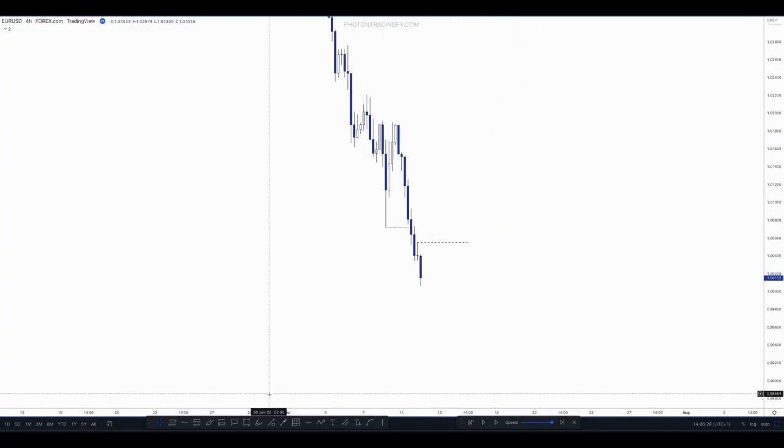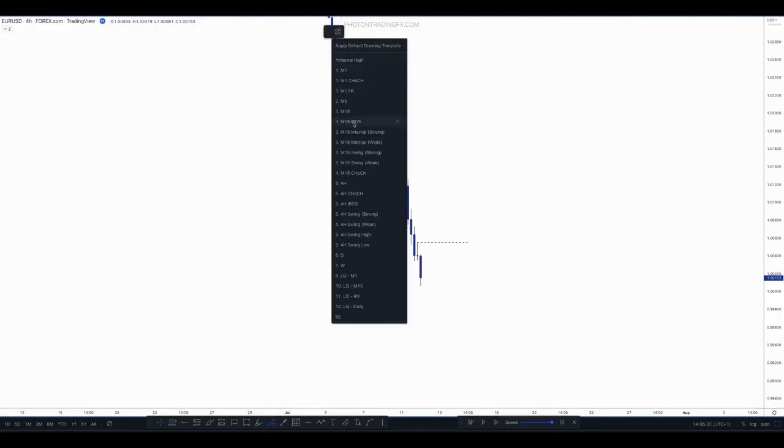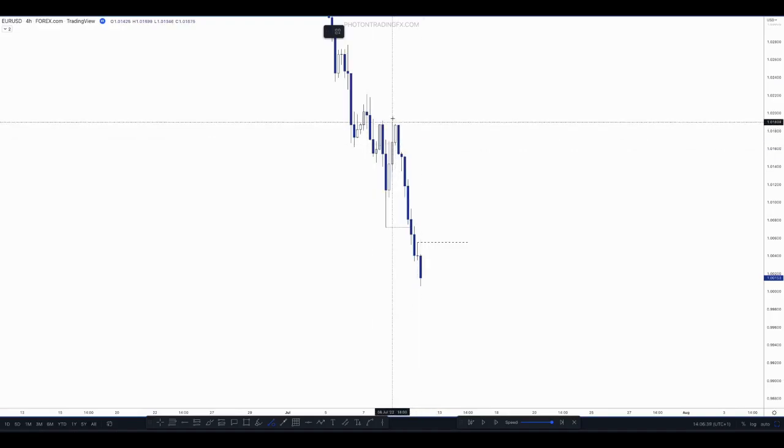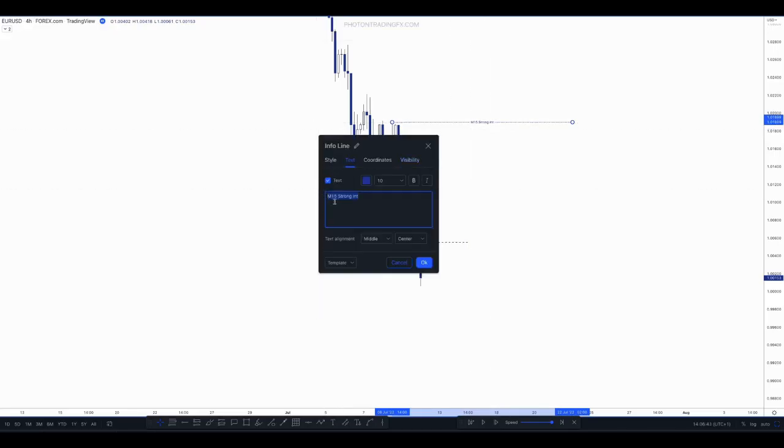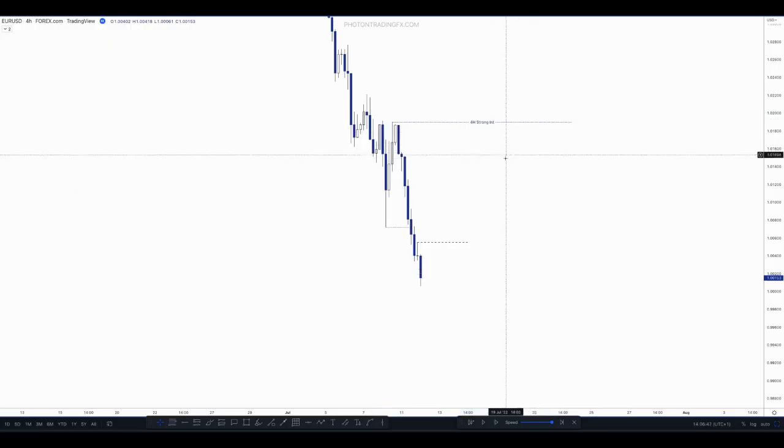Now what you can also do is draw lines out. I don't think I have a template for the 4-hour chart, but you could draw that as your internal high, right? I'm just going to change this to 4H, bear with. All right, and this is what you can do in the live market as well, just so you know where your internal structure is.